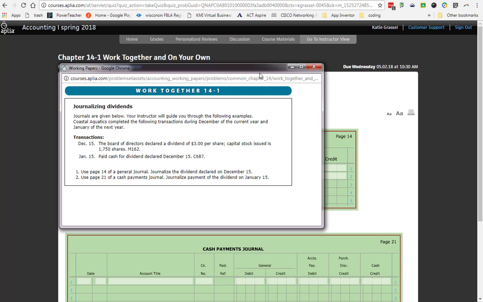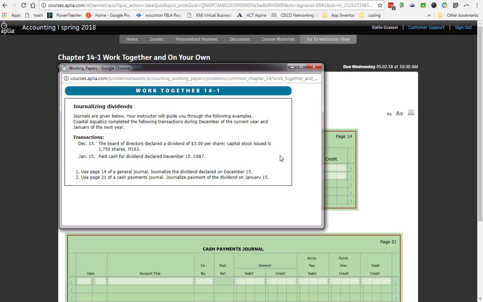So, your work together and on your own are turned on. We're actually going to do two of them today because, well, it's short. But I want to talk about what we're doing in Chapter 14. Chapter 14 is the start of the end of the fiscal period work.